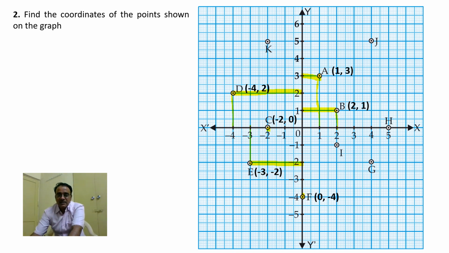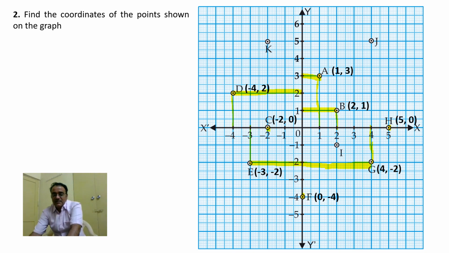Now next G. The x coordinate of G is 4, यहाँ पे 4 है, और next the value of y is -2. So (4, -2). Okay. Now the next one is H, which lies on the x-axis. So y coordinate is 0 and the value of x is 5. So coordinate is (5, 0).